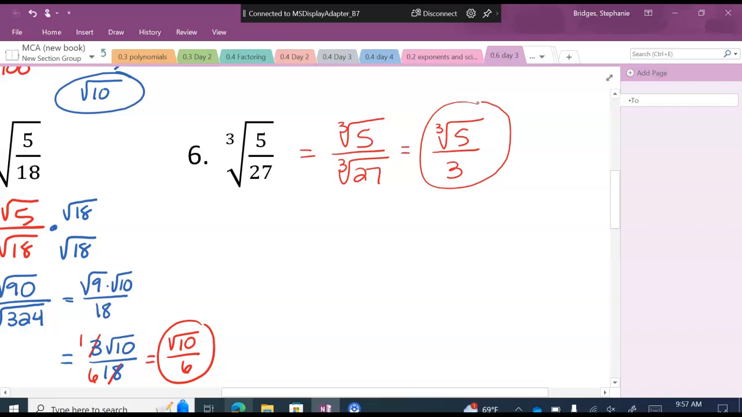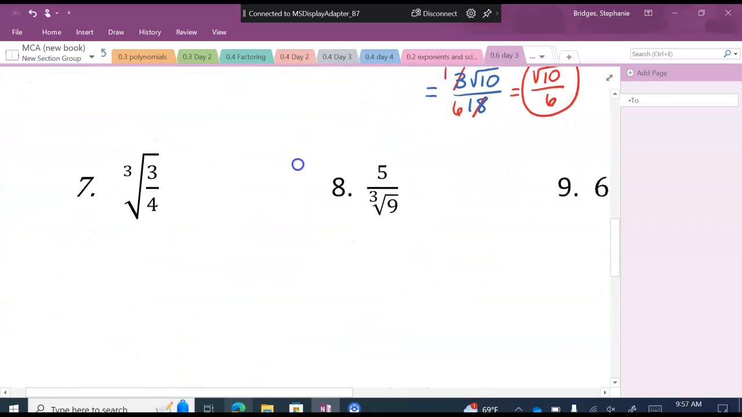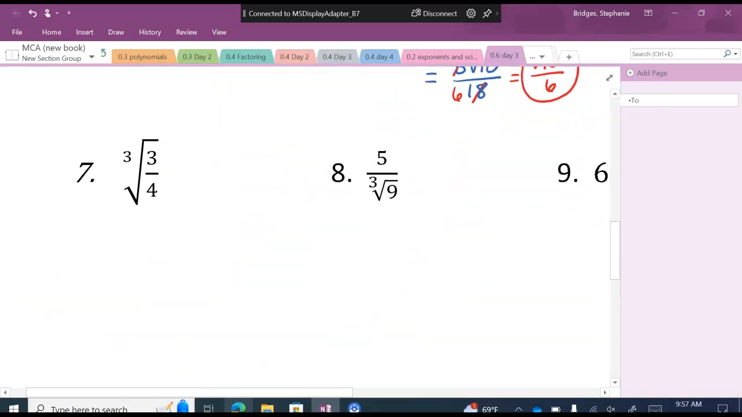Cube roots are a little bit different and a little bit more difficult when your denominator is not already a perfect cube, okay? So guess we're going to take a look at those. Is everybody good with 6? Okay. So take a minute and write down 7, and we're going to talk about this first. It is the cube root of the fraction 3 over 4.